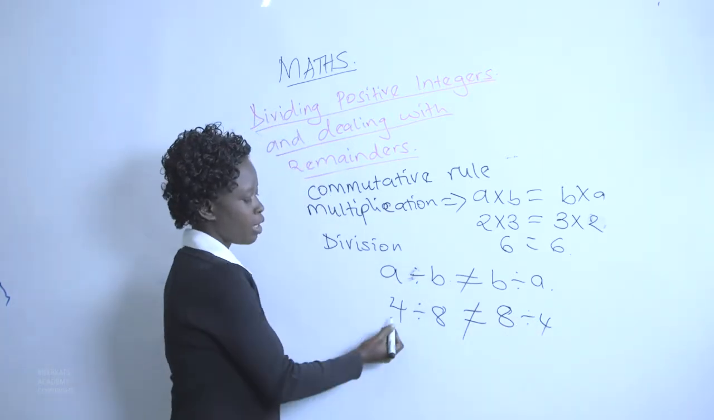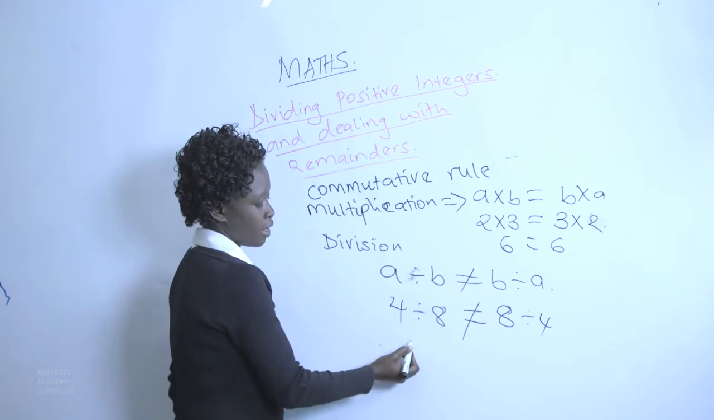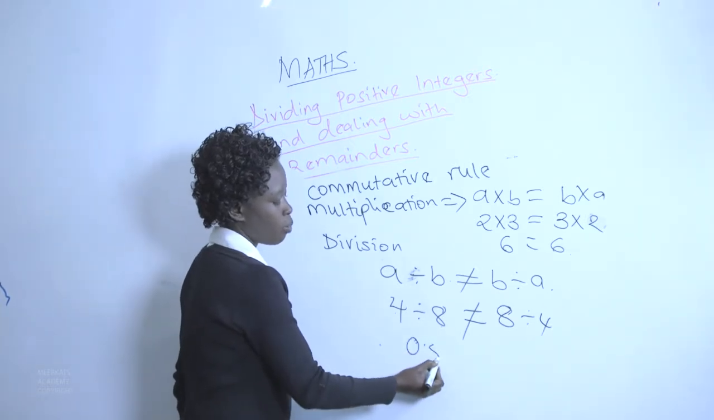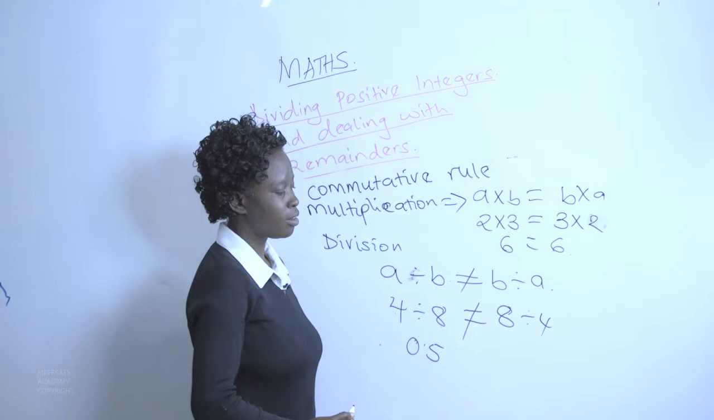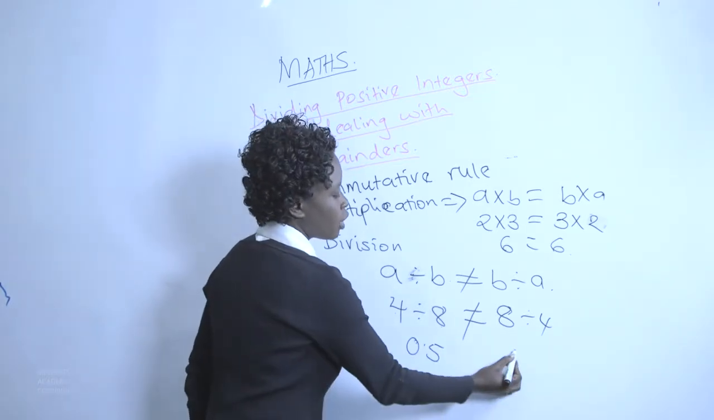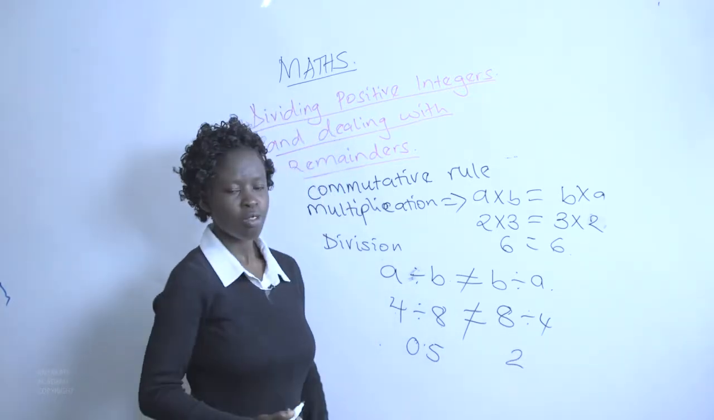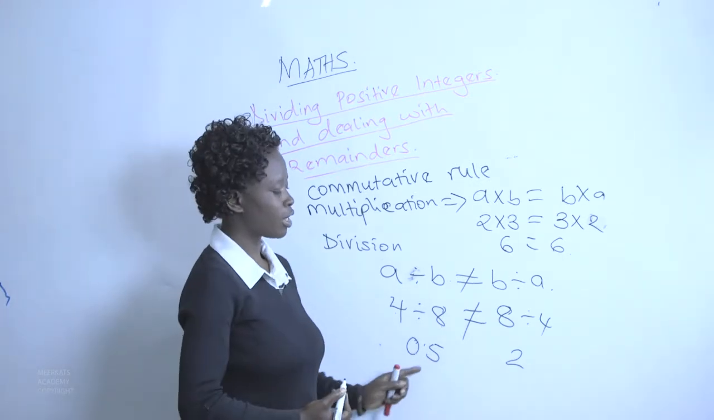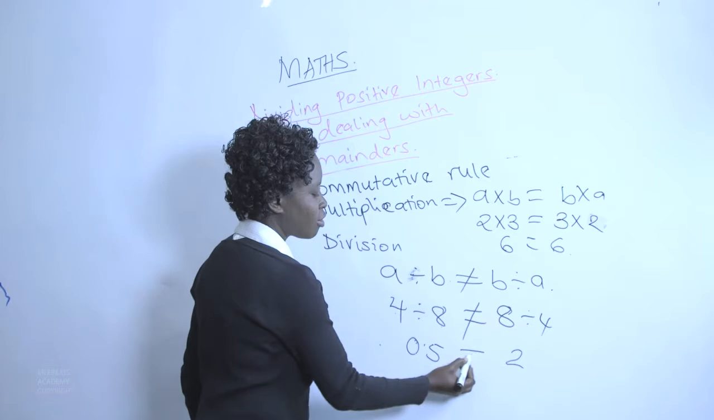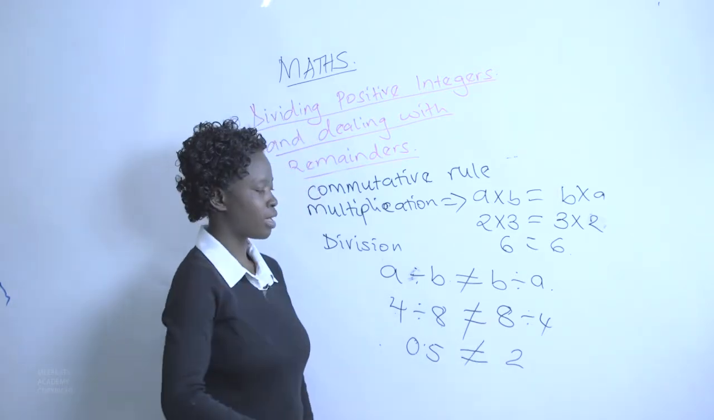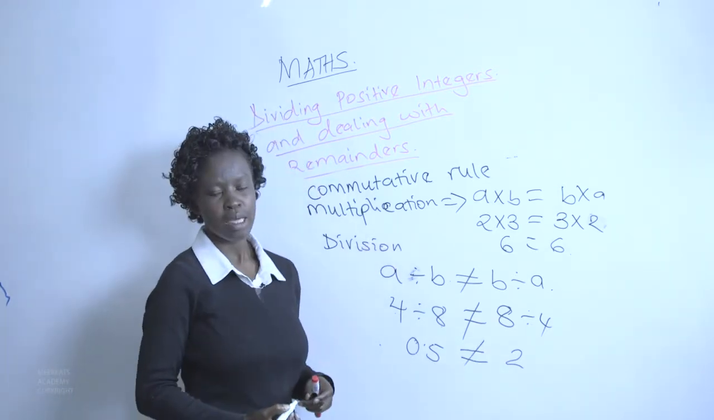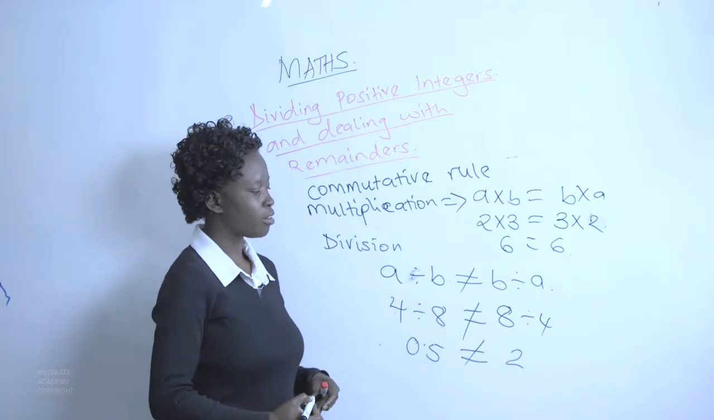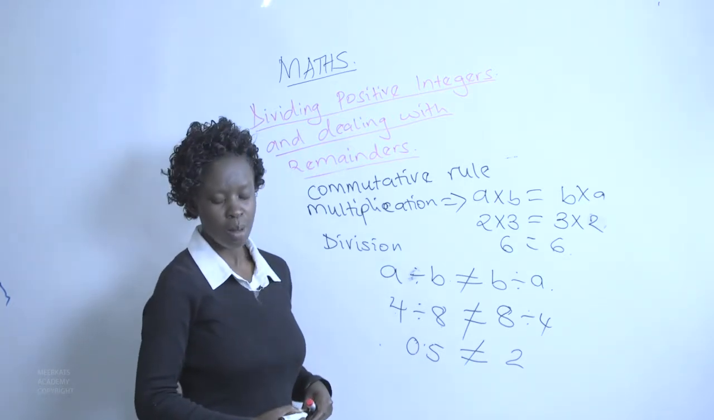So what does it mean? 4 divided by 8 is simply 0.5. But 8 divided by 4, we get the answer is 2. So it simply implies 0.5 and 2. These are totally different figures, and that is why we are saying that the commutative rule is not applicable when it comes to the division process.